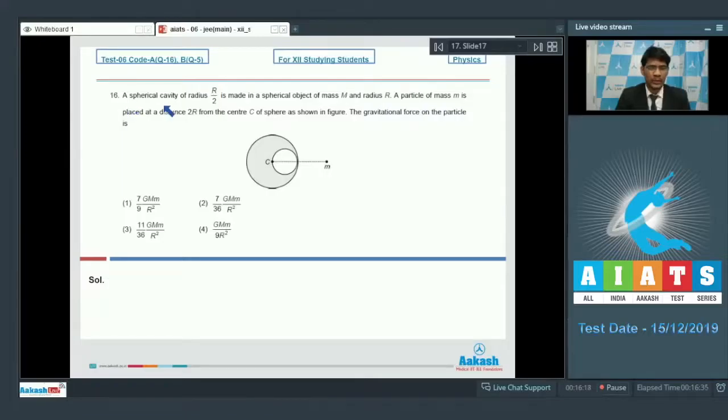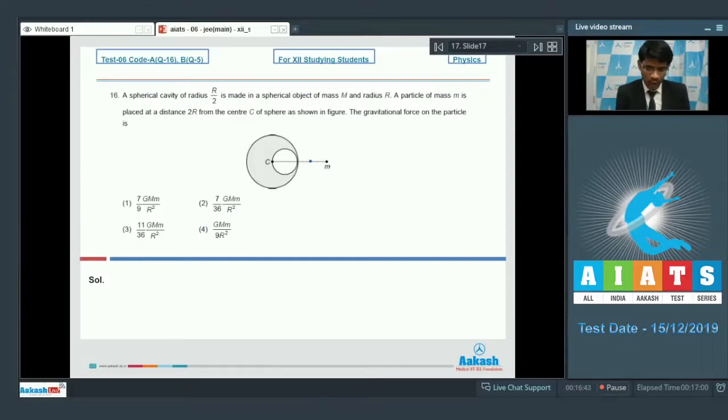In question number 16, a spherical cavity of radius r by 2 is made in a spherical object of mass m and radius r. A particle of mass small m is placed at a distance 2r from the center C of the sphere as shown. The gravitational force on the particle is. First, we need to find what exactly will be the gravitational field here, and then we shall multiply the gravitational field by small mass m.